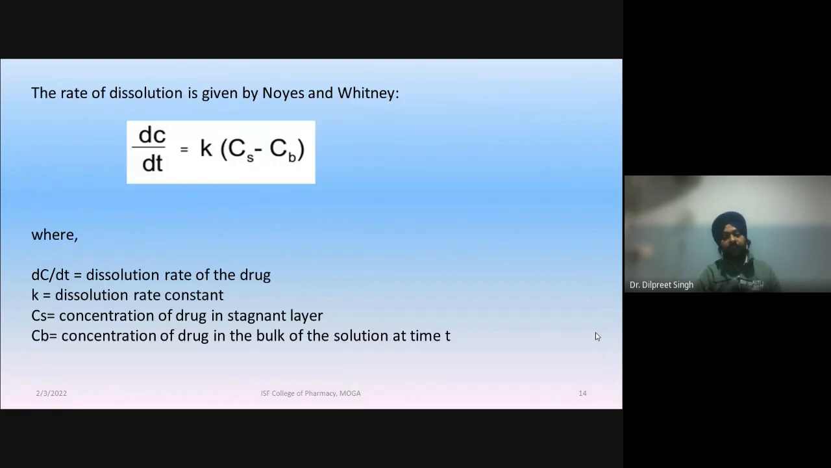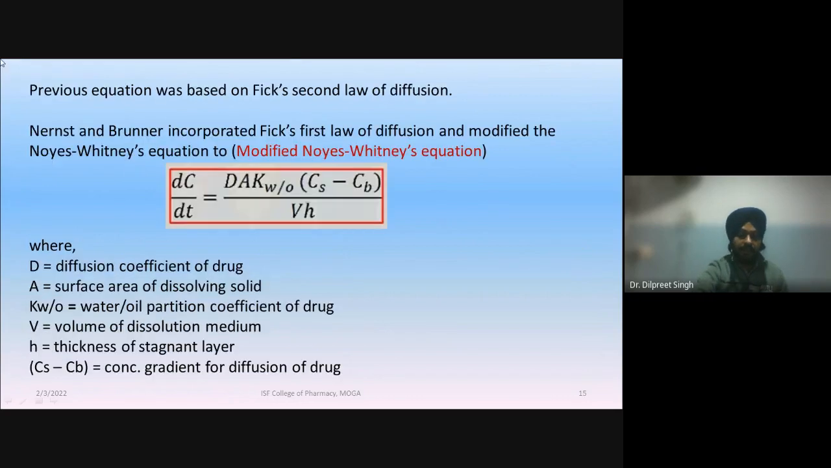The rate of dissolution is governed by the Noyes-Whitney equation, whereby particles of the solid surface get detached when in contact with the solution interface. The equation is dC/dt = K(Cs - Cb), where dC/dt is the dissolution rate of the drug, K is the dissolution rate constant, Cs is the concentration of drug in the stagnant layer, and Cb is the concentration of drug in the bulk of the solution at time t. This equation is based upon Fick's second law of diffusion.